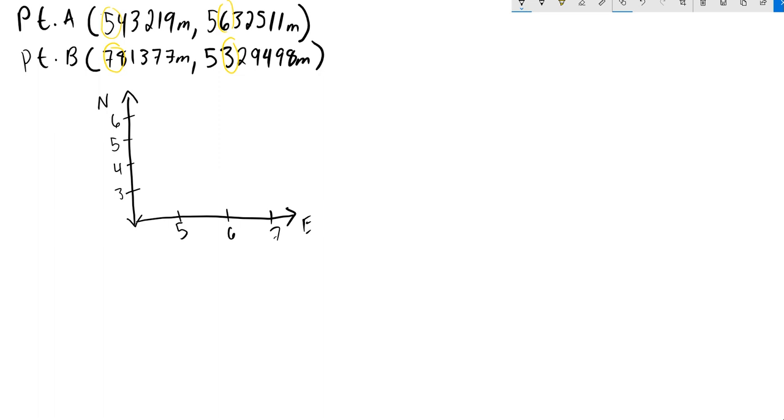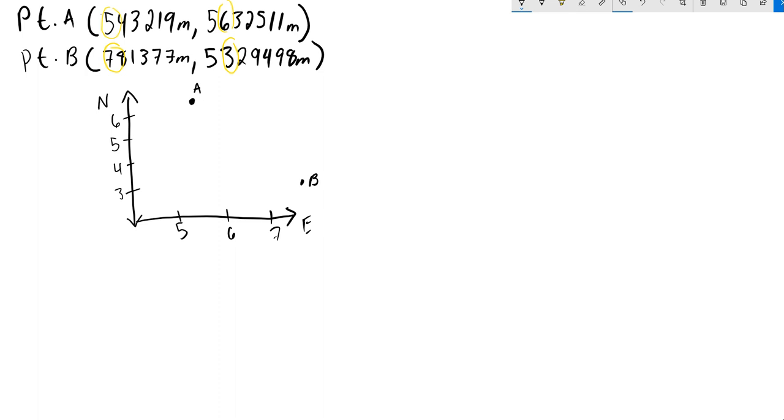So point A is just about between 5 and 6 in the X, and then it's around 6, a little bit above 6 in the Y. So if I put that there, this is my point A. Now if I go to point B, I see that it's gone along higher to a little over almost 8. And then this one has gone down in the northings to 3. So here we're going to go about here, which is B.